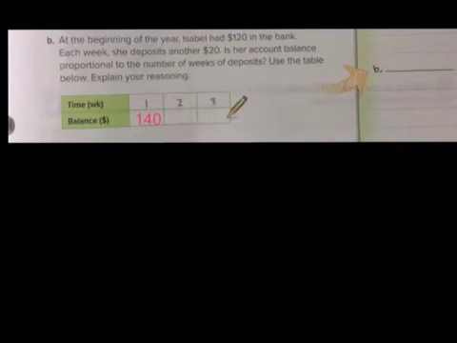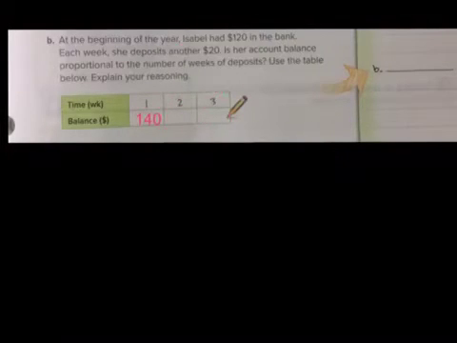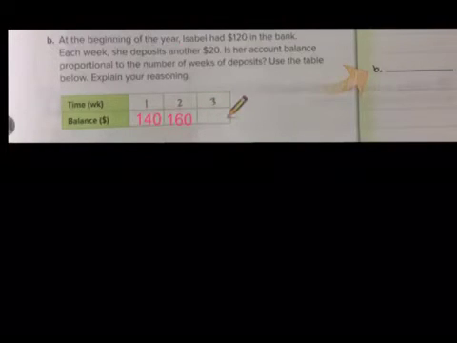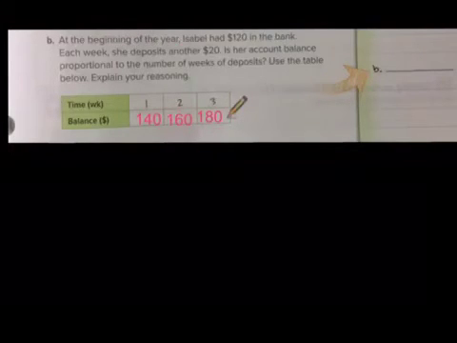So in the first week, she's going to deposit $20 to this amount. So in the first week, she's not even going to have $120. She's going to have 120 plus 20. Now for the second week, she has to add another $20, and the third week another $20. So 140 plus 20 is 160, and now another $20 for the third week. It's 180.